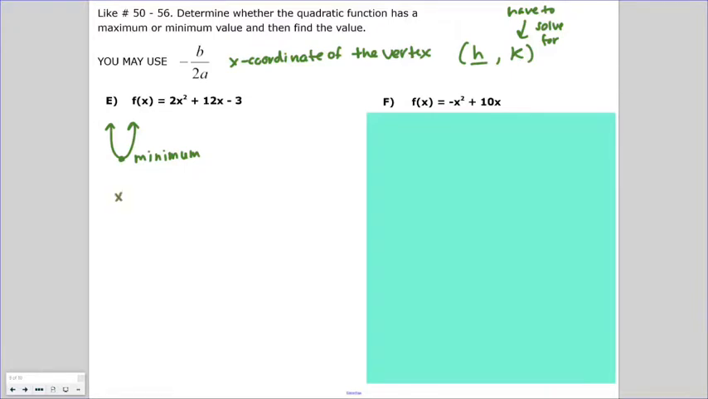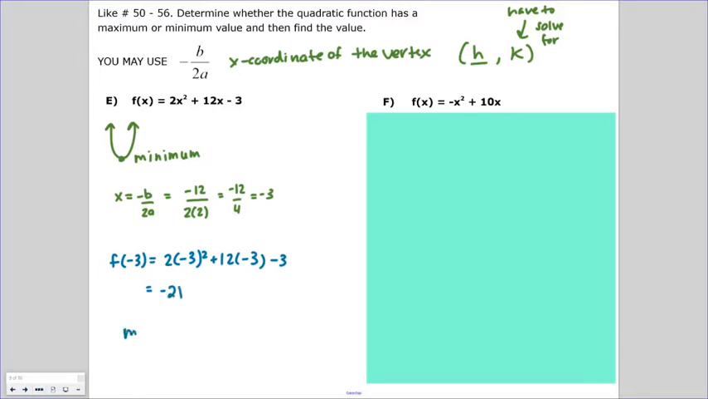Next, I'm going to use negative b over 2a to evaluate the x-coordinate of the vertex. In this case, negative b over 2a is negative 12 over 2 times 2, which is negative 3. That is the x value of the vertex. In order to actually get the minimum value, I'm going to plug negative 3 in where I see x, and I'm going to get the y. This is what that looks like when I plug in negative 3. Then I'm just going to simplify, and you can use a calculator. That gets us negative 21. So our minimum value is negative 21.